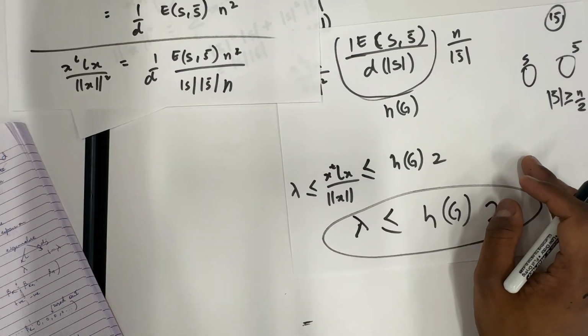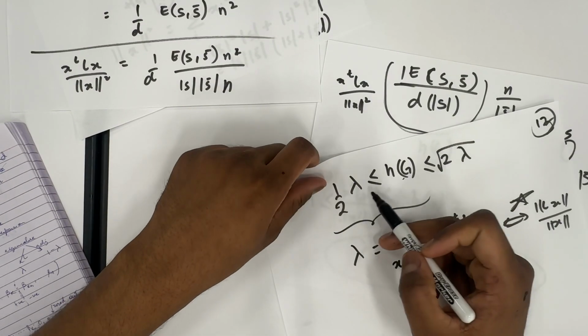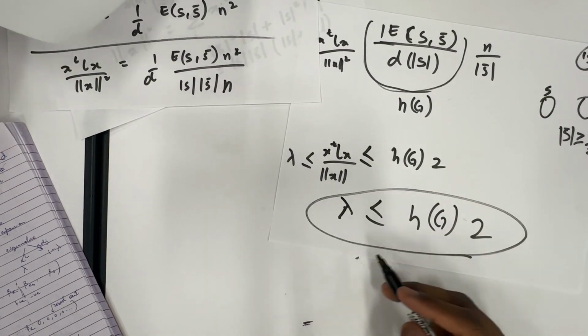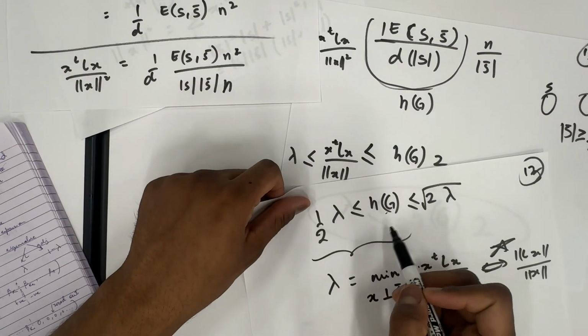How is it the first side? Well, h of G is greater than lambda over 2. Take this 2 down, and this side is proven.